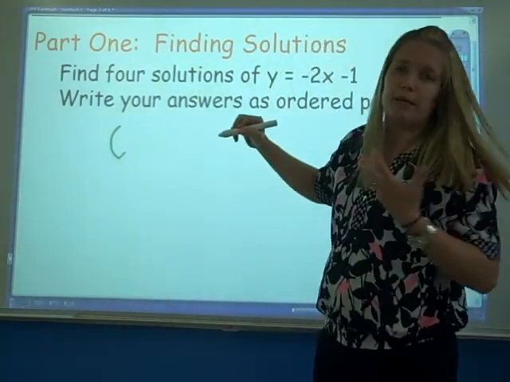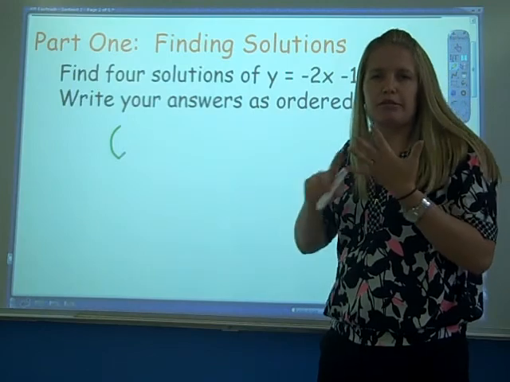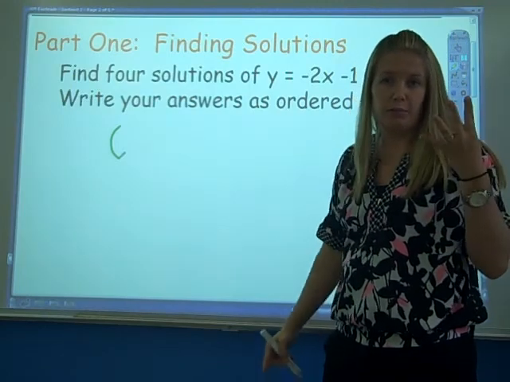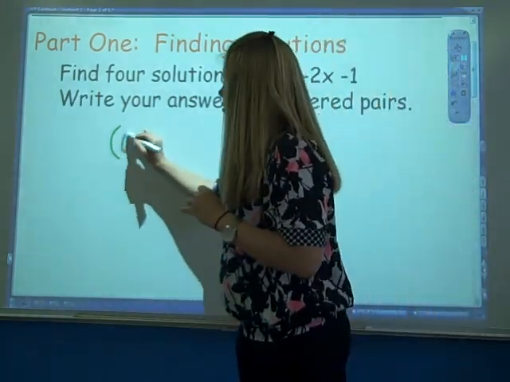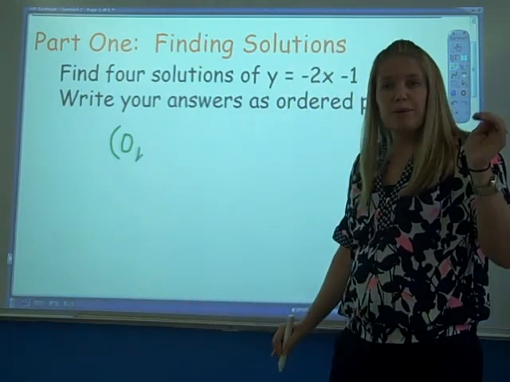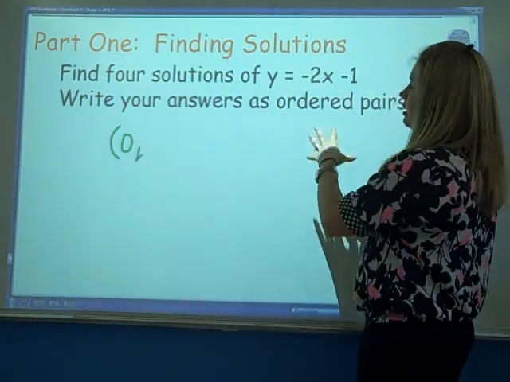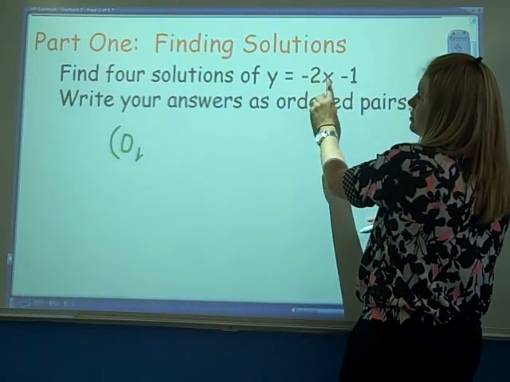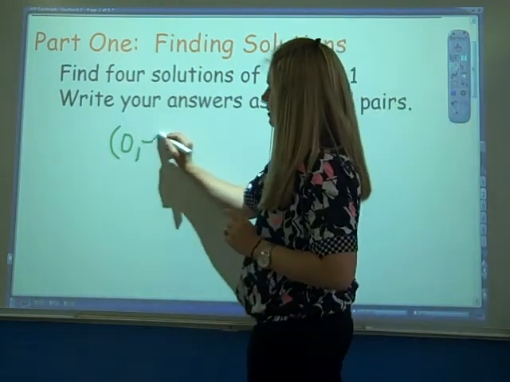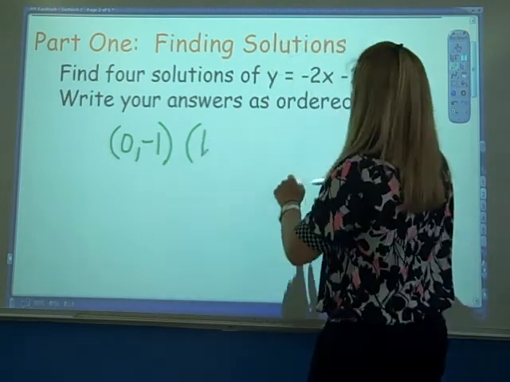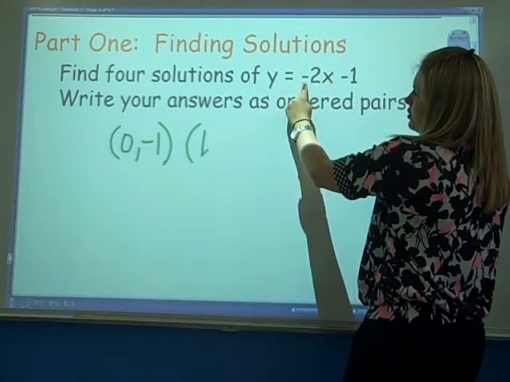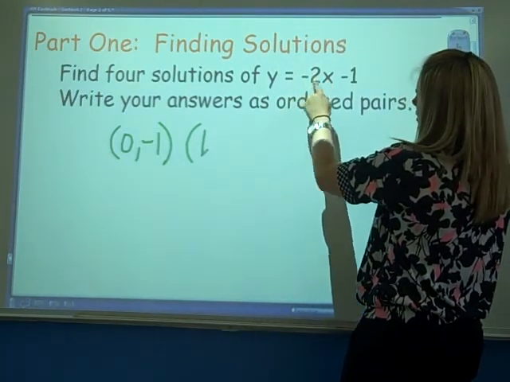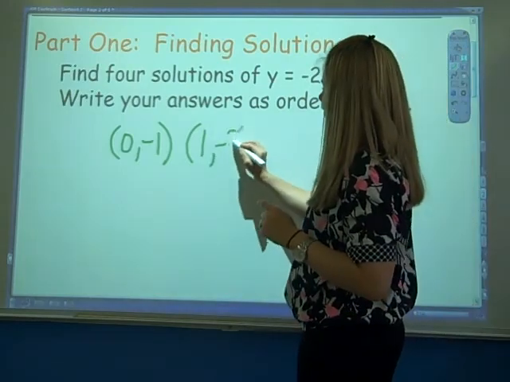For example, I'm going to pick 0. Generally, the numbers I pick are 0, 1, 2, and 3 if I have to come up with 4 numbers. You could pick negative 100 if you want. You can pick any number you want. You just have to plug it in to solve. So x is 0. Plugging this in, 0 times negative 2 is 0, minus 1 is negative 1. Another one, plug in 1. 1 times negative 2 is negative 2. Negative 2 minus 1 is negative 3.